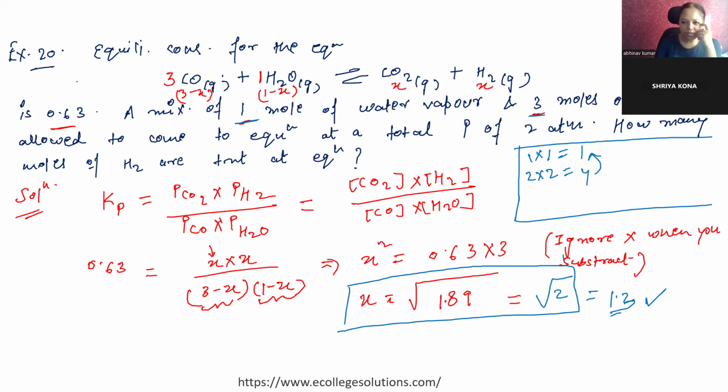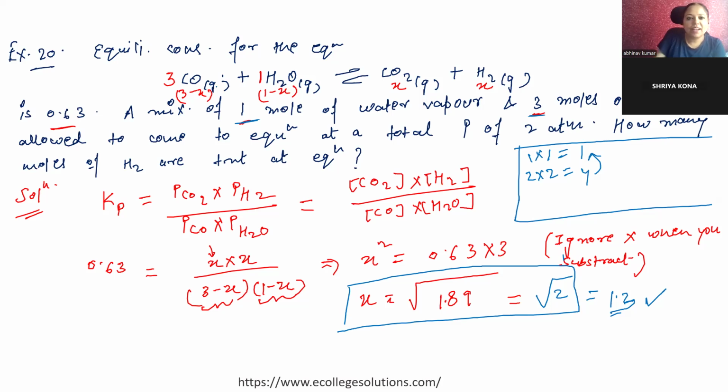Is it difficult? One second. How do you know when to ignore X and when you don't ignore X? Exactly, that's why I told you. The book says to do it when it's less than 10 to the negative 6, it says to do it.